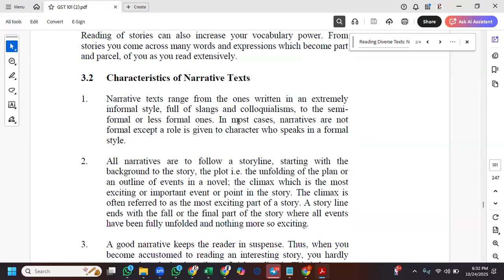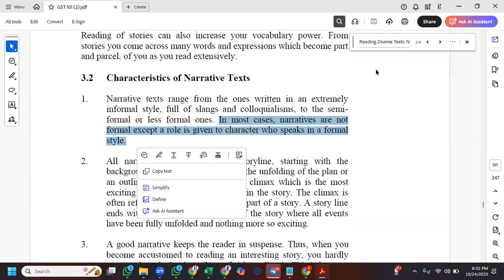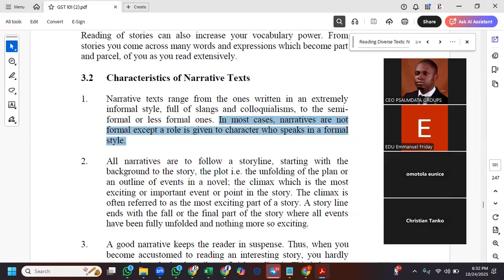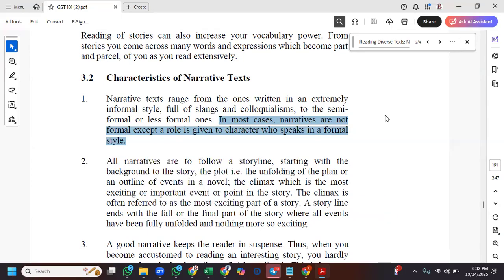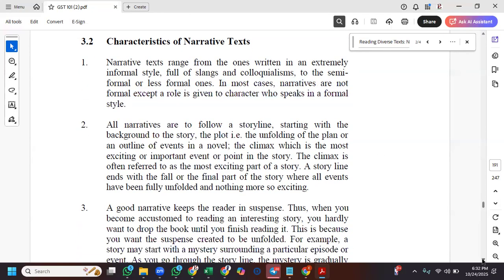One thing you should pick out here is that if they ask you that, in most cases, comma and dash are not formal, except a role is given to a character who speaks in a formal style. What is that? Narratives. In most cases, they are not formal, except a role is given to a character who needs to speak formally.